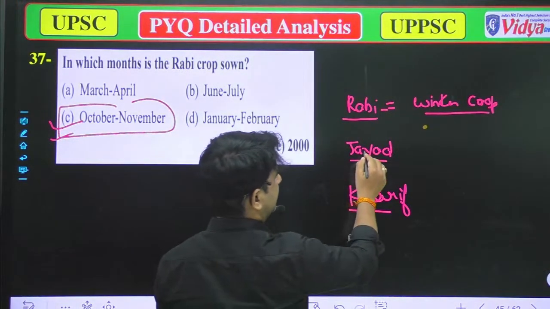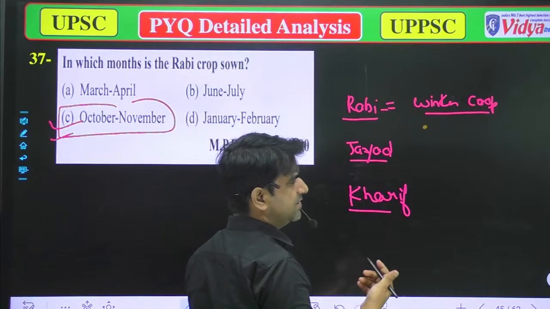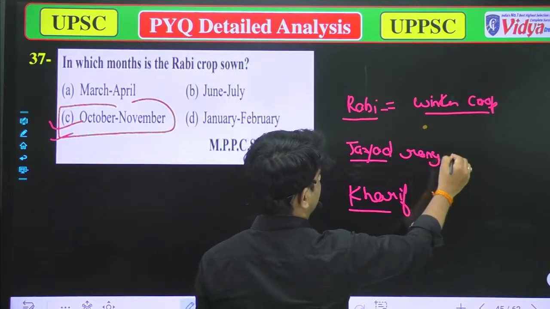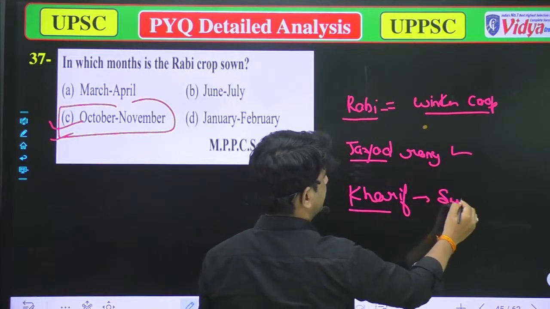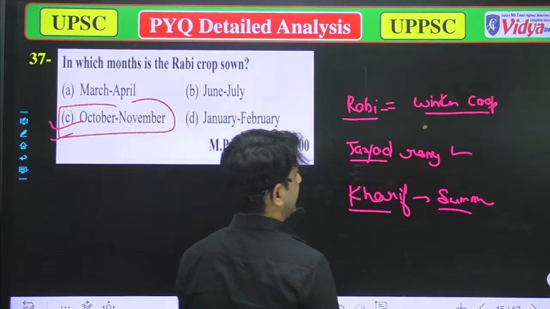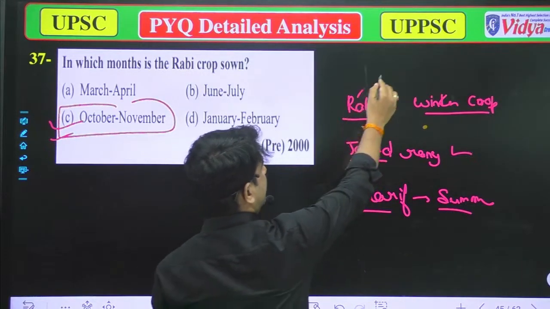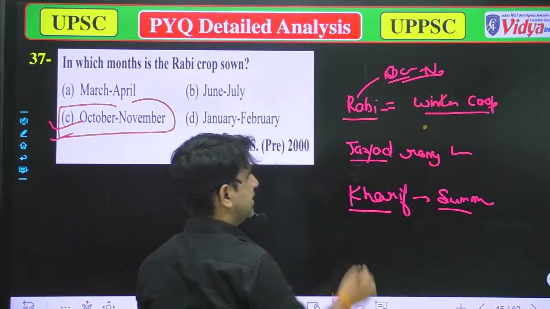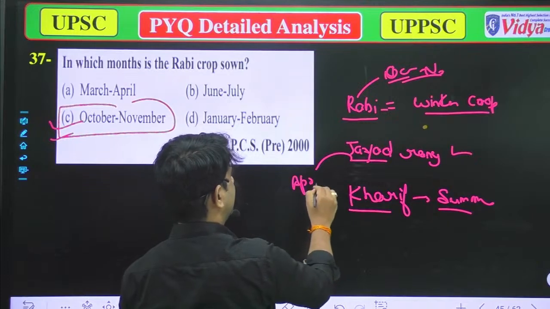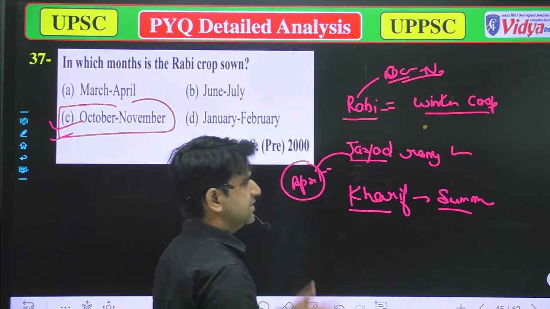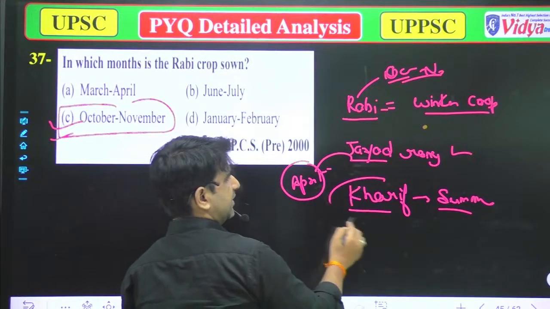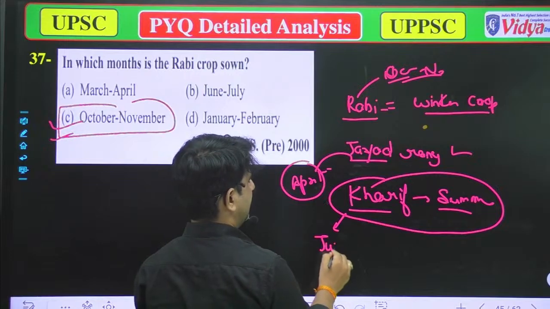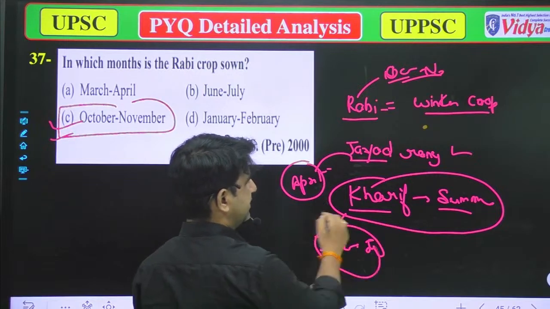Zaid crops are the summer crops, and Kharif are the rainy crops. Rabi crops are generally sown in October and November. Zaid crops are generally sown in April to May because these are short term, and Kharif are generally sown in June to July. So I think it's clear to all of you.